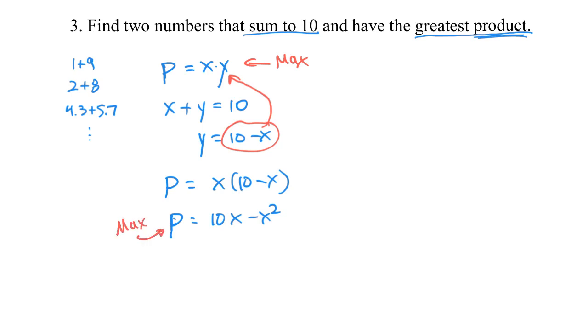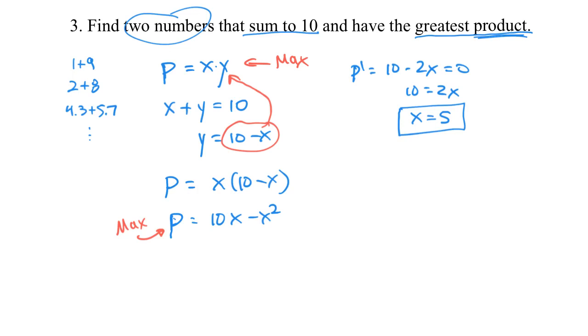And now we're ready to go because we've only got one independent variable. So at this point, we can go ahead and take the derivative. So p prime equals 10 minus 2x. Set this equal to 0. 10 equals 2x. X equals 5. So find two numbers that sum to 10. Here's one of them, x equals 5. Well, to find the other one, we just go back here. Y equals 10 minus x. So if I plug in 5 for x, I'm going to get y equals 5. So the two numbers are 5 and 5.